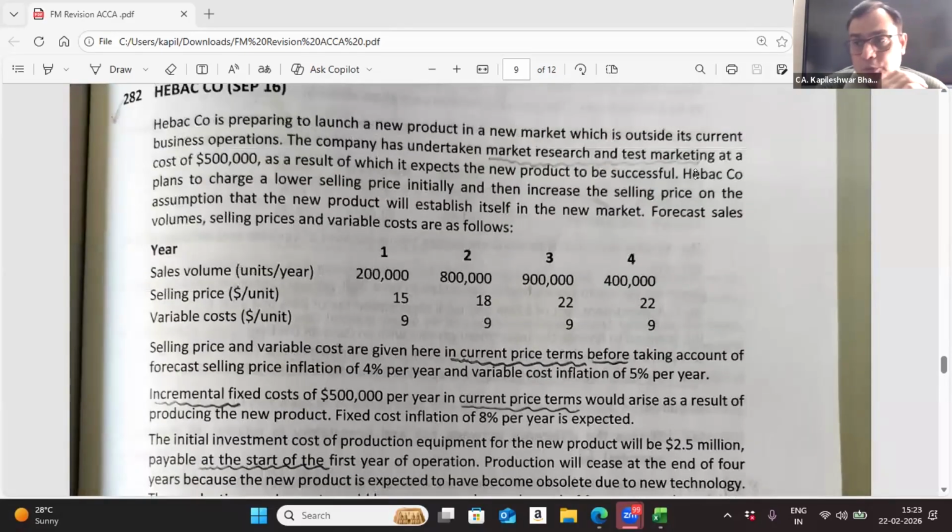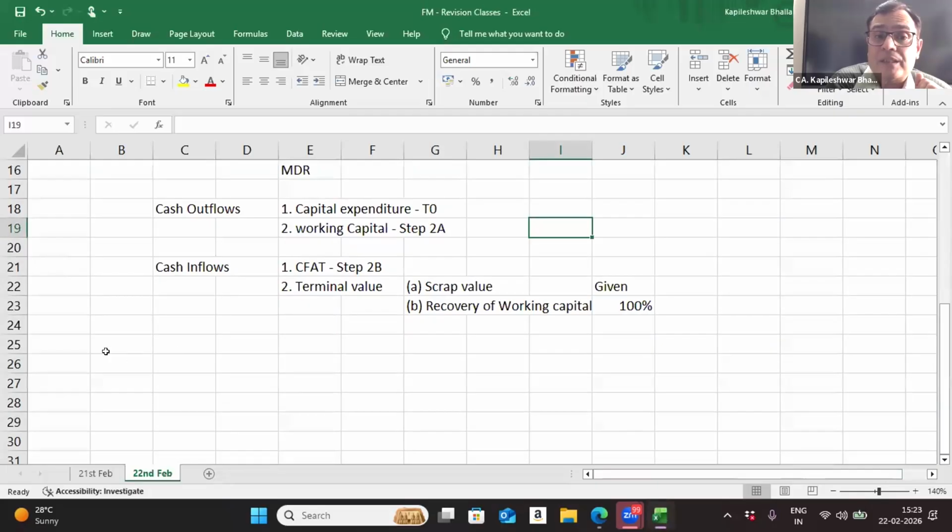Now let's read the inputs. It says H company is preparing to launch a new product in a new market, which is outside its current business operation. The company has undertaken a marketing research and test. Now, there are a few more inputs coming to my mind, which I think we can pen down as a concept as well. When you calculate the NPV of a given project and you consider the inflows and the outflows, my next question is, do we consider inflows and outflows based on relevant data? Do we need to filter the inflows and outflows in terms of what is relevant and irrelevant? What do you say?